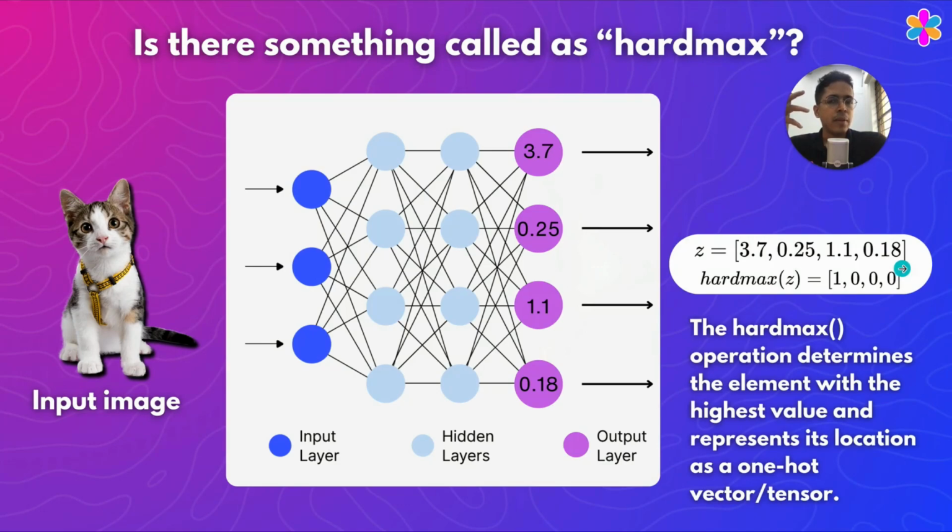The same principle applies in Hardmax, except the maximum number we assign to 1 and the rest of the numbers are converted into zeros. So a Hardmax applied to the same set of numbers which were in the output layer gets converted to 1, 0, 0, 0. So this becomes like a one-hot encoding. So this is what Hardmax is.